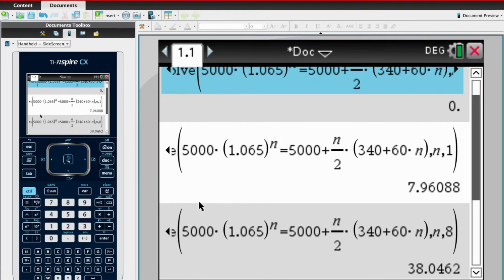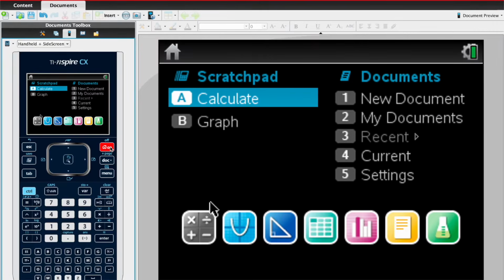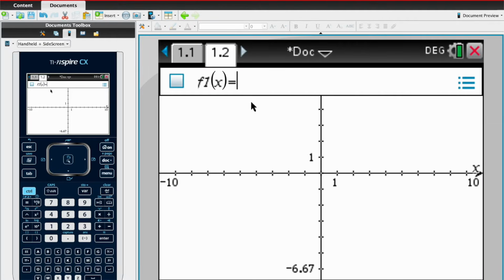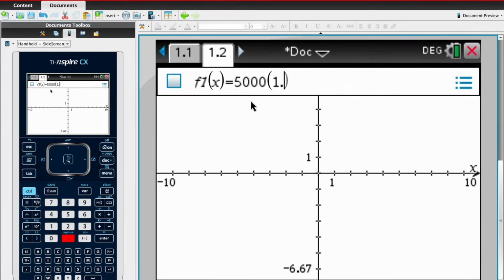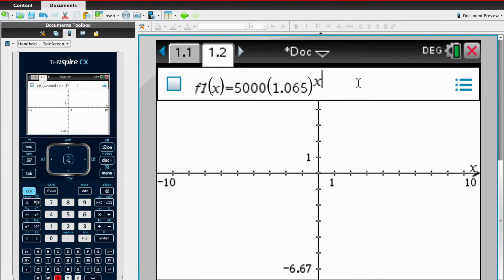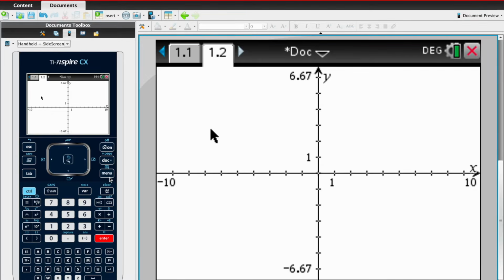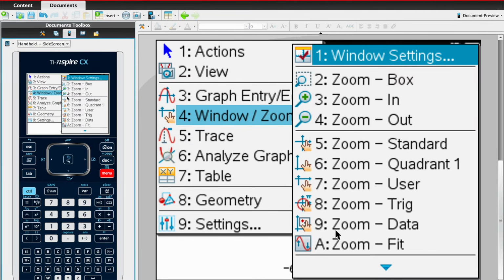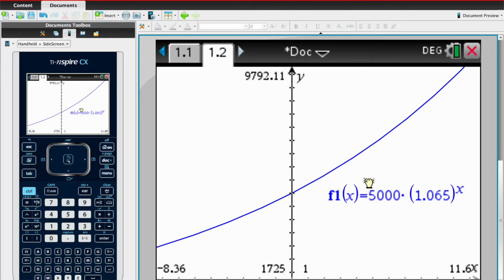So maybe let's go into our graphing calculator and see what's going on here. So let's graph these functions, and I think this will give us a better idea. So 5,000 times 1.065, then we'll raise this to the power of n, but since this is in terms of x, we have to write x. Okay, I'm going to zoom fit. Hopefully this works. That's not too bad.